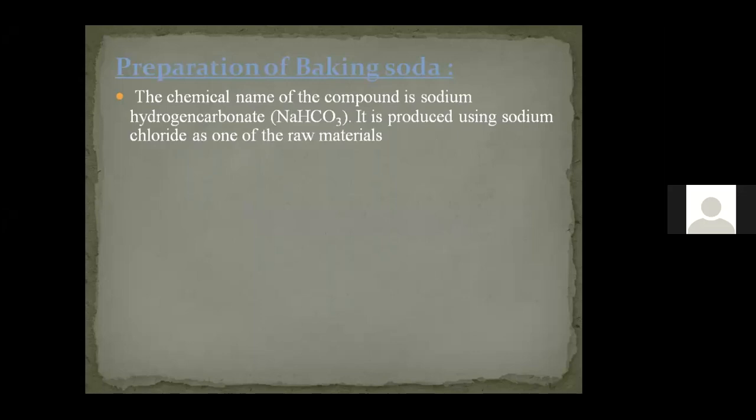It is produced using sodium chloride as a raw material. So how can we prepare sodium bicarbonate from sodium chloride? In the beginning, the sodium chloride is made to react with water in the presence of carbon dioxide and ammonia. What we have to do is take an aqueous sodium chloride solution.